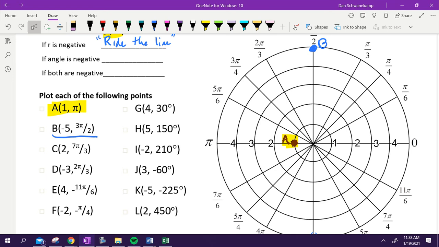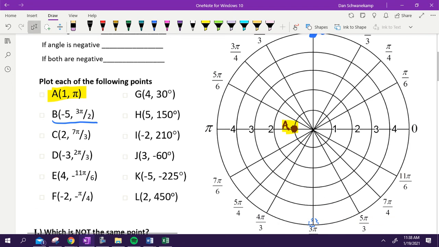Next one says 2, comma 7 pi over 3. So 2 is easy. It's the second ring. But 7 pi over 3, that's not on my unit circle, or not on my graph either. What am I doing if it's 7 pi over 3? What could I do to find that angle?